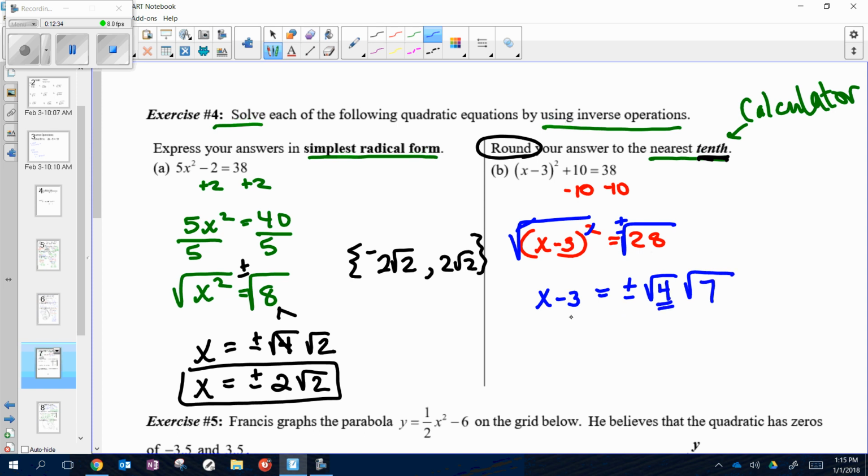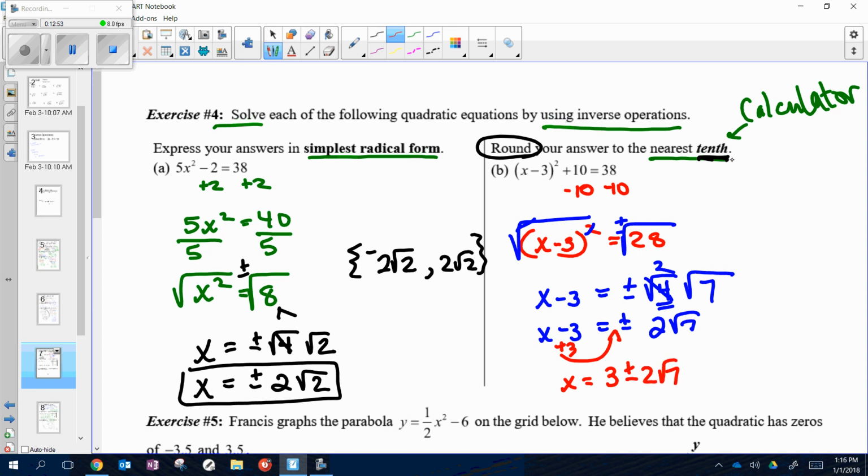This one's the perfect square. I'm just going to do that in one more step. Plus or minus 2 radical 7. Square root of 4 is 2. And then I'm going to add the 3 over in front of the plus or minus. 3 plus or minus 2 rad 7.